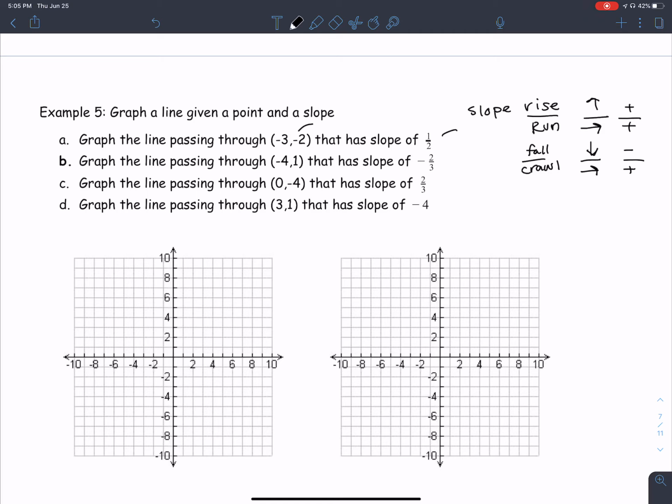So first we're going to graph (-3, -2). That means -3 in the x direction, -2 in the y direction. Then I'm going to go up 1 and then right 2. Okay, now you can do that again. Up 1, right 2. And then I also say, let's do it the opposite way. Down 1 and left 2. Okay, then we're going to draw a line. There we go.